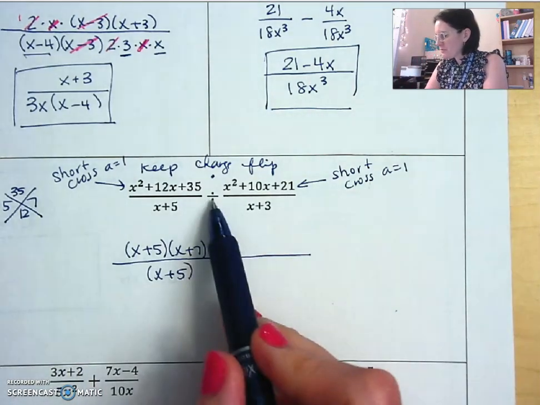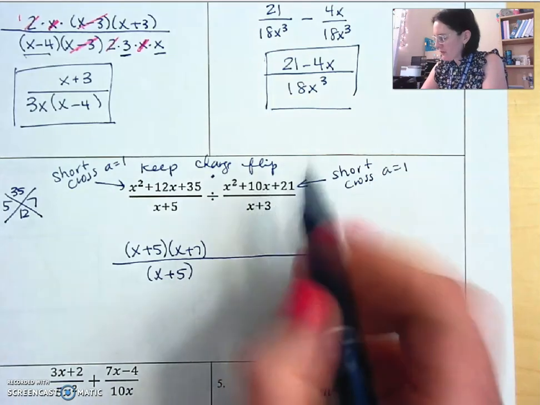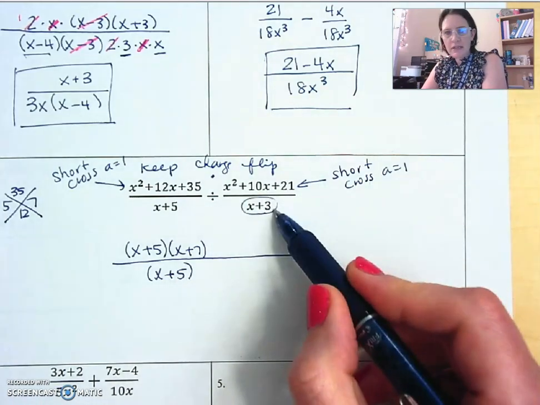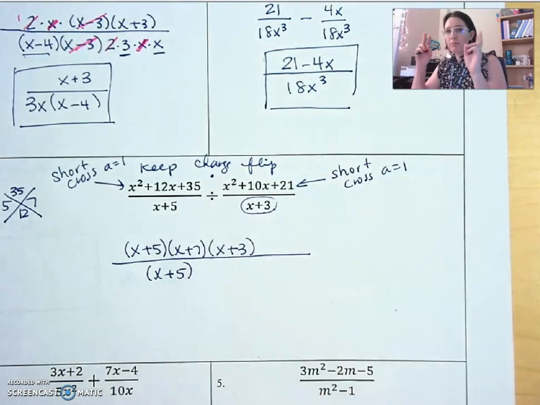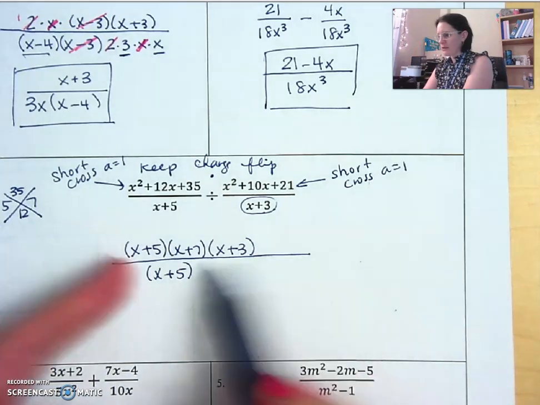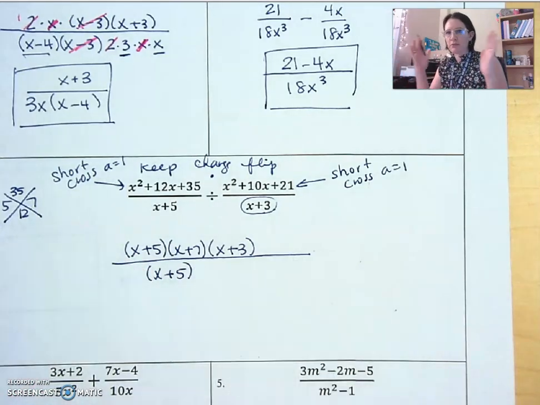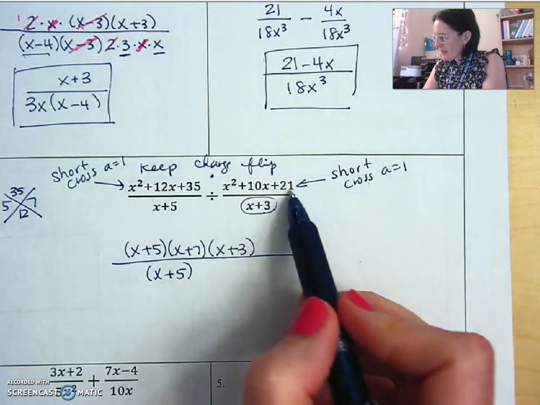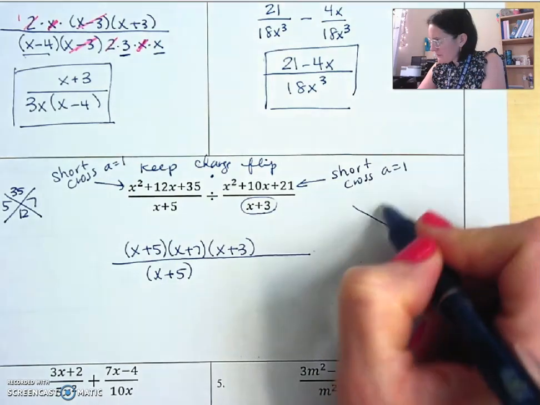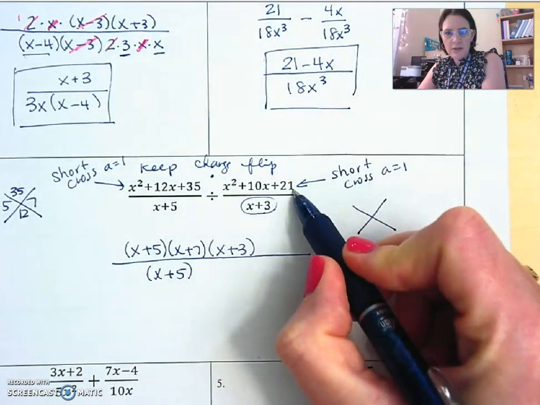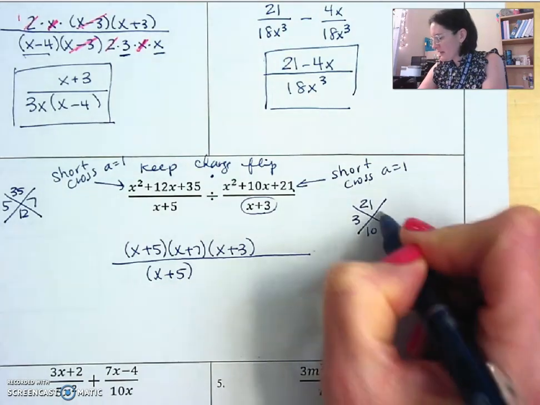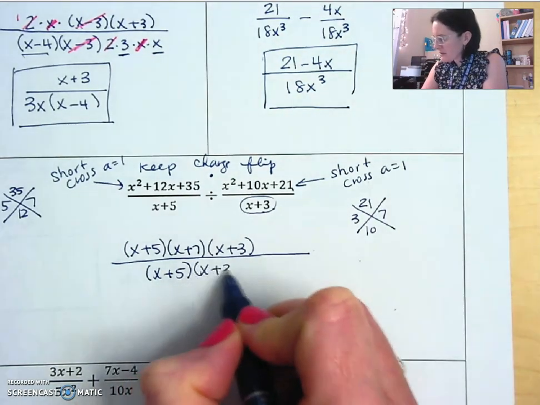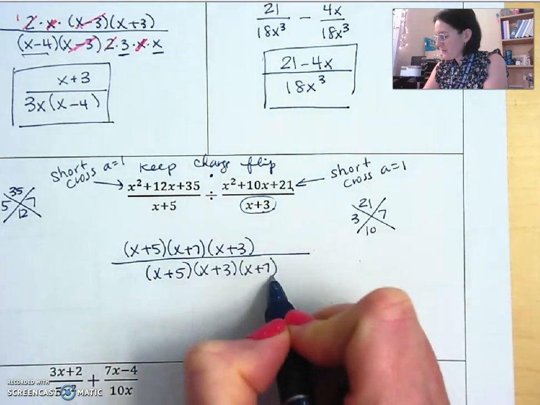And then changing to multiplication and flipping the second fraction. So this denominator is now going to be in this numerator. And I'm multiplying by just going ahead and writing everything together in one fraction. I've just smushed it all together, and I've already multiplied. And then factoring the x squared plus 10x plus 21, what multiplies to 21 and adds to 10, and that is 3 and 7. So x plus 3 times x plus 7.